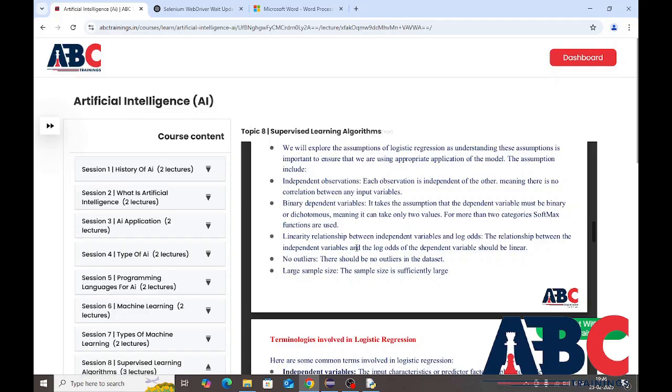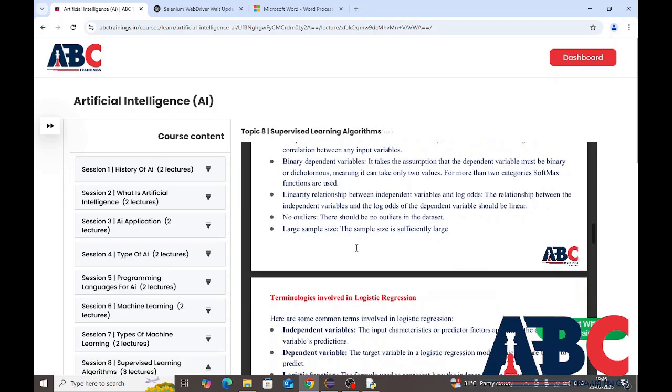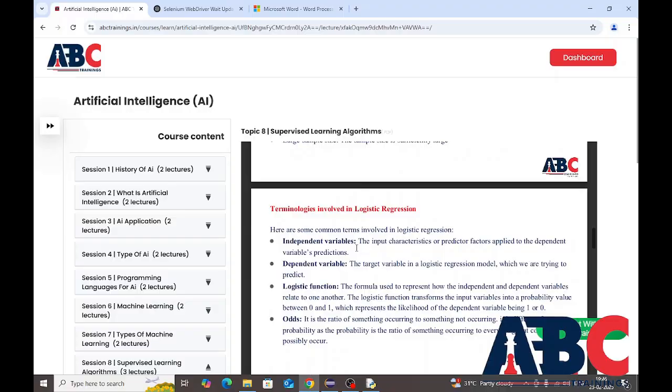Linear relationship between independent variables and log odds. The relationship between the independent variables and the log odds of the dependent variable should be linear. No outliers. There should be no outliers in the data set. Large sample size. The sample size is sufficiently large.